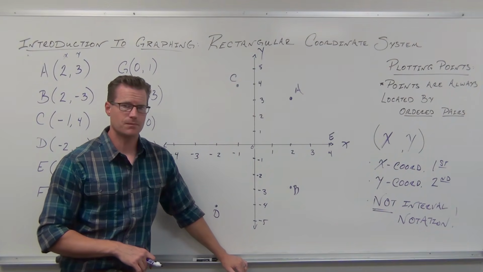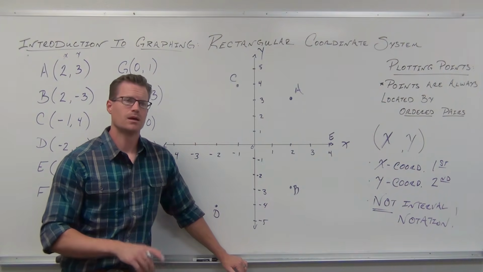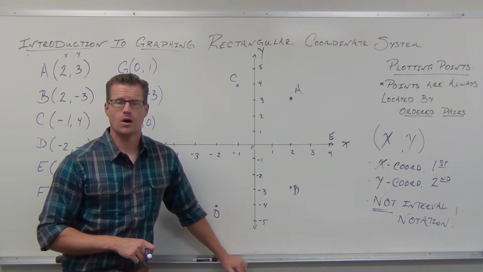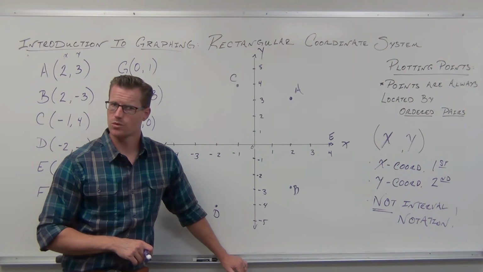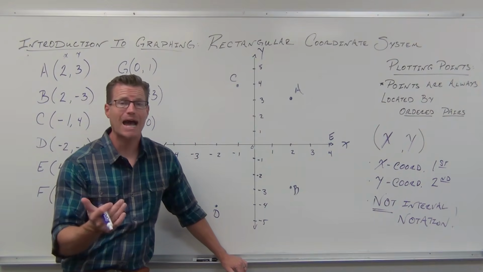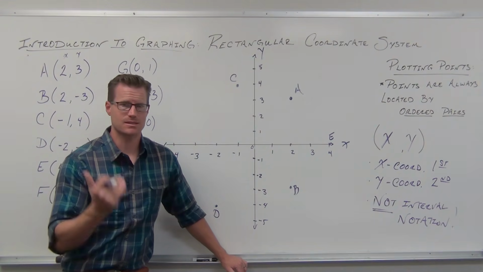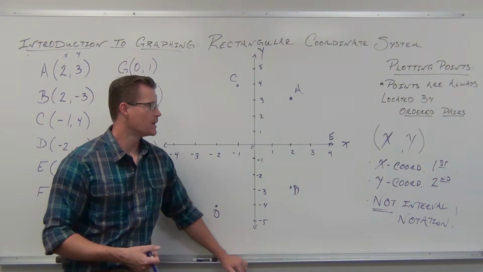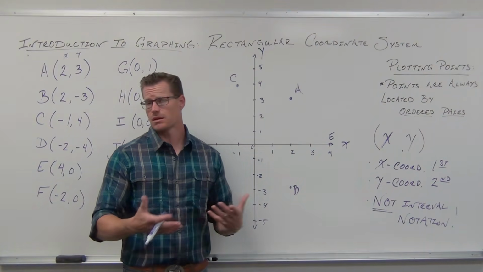Now, how about E? What quadrant is E in? None. It's on the x-axis. It's not in quadrant 1. It's not in quadrant 4. It's splitting quadrants 1 and 4. That's exactly what the x-axis does. It splits quadrants. So E's not in a quadrant. You'd say it's on the x-axis.